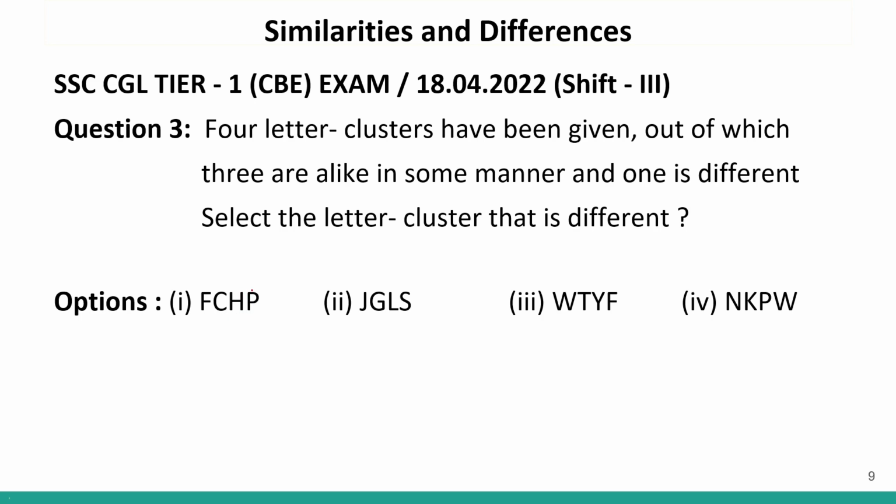But if you look at this question, we have to find the one that is different. That means each of these will have a relationship amongst them and one will not share the same relationship. So we have to consider this as a series. FCHP is one series. Similarly, JGLS is one series.